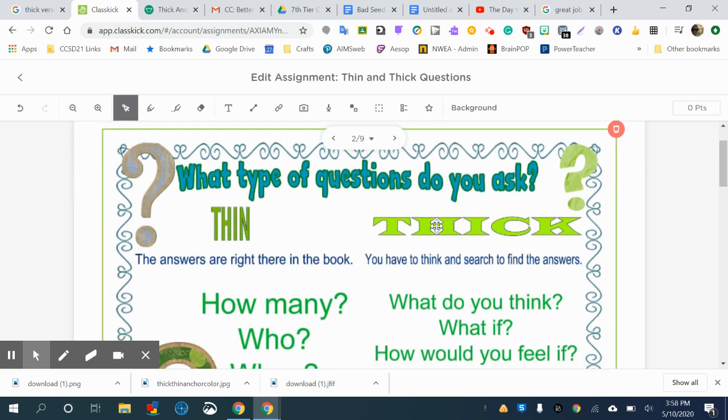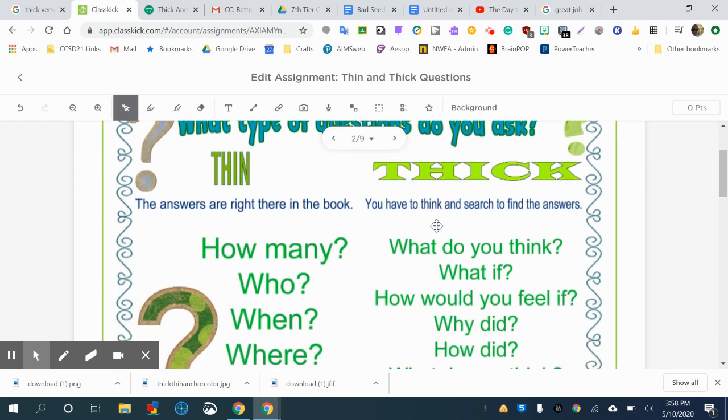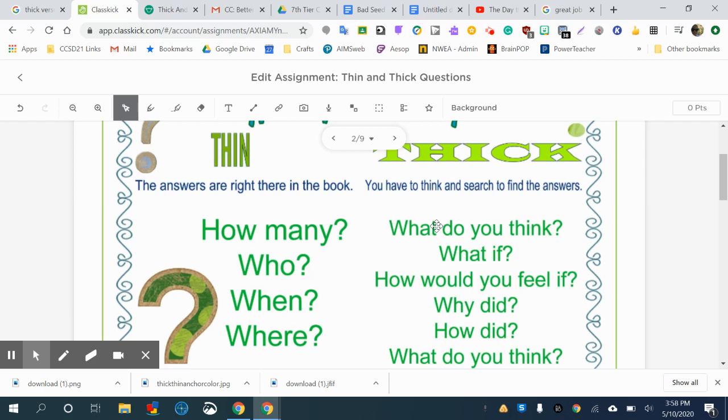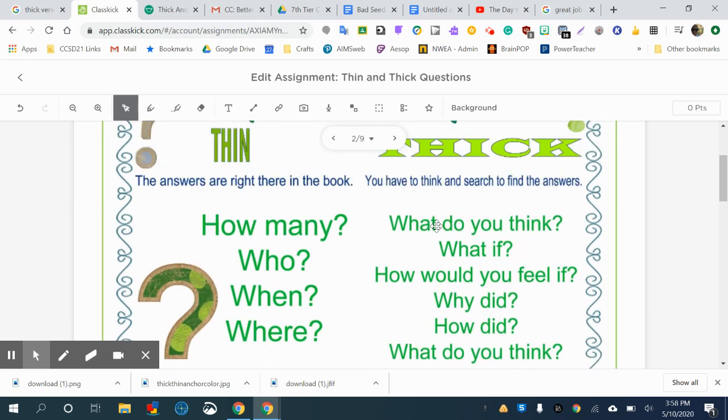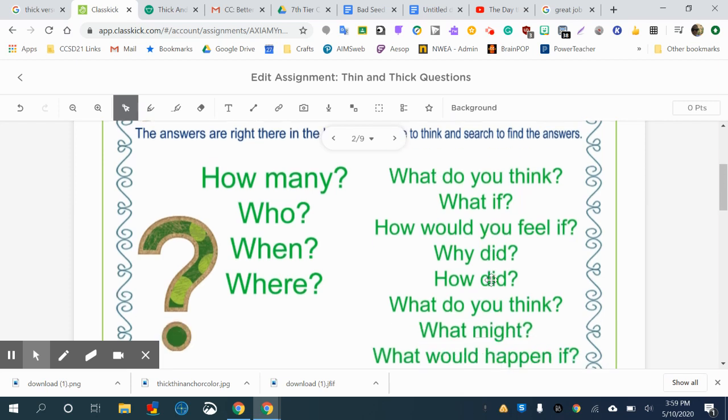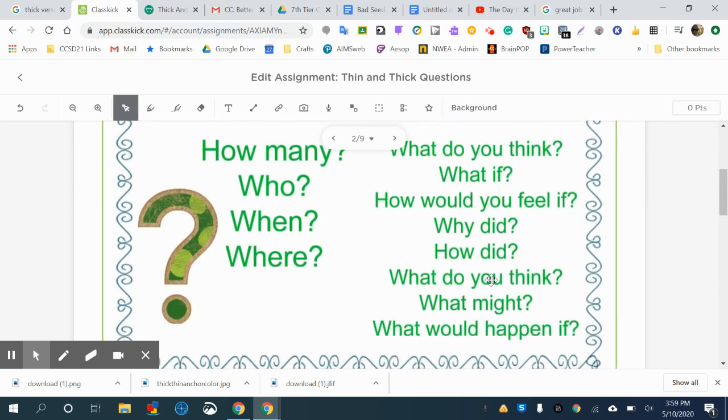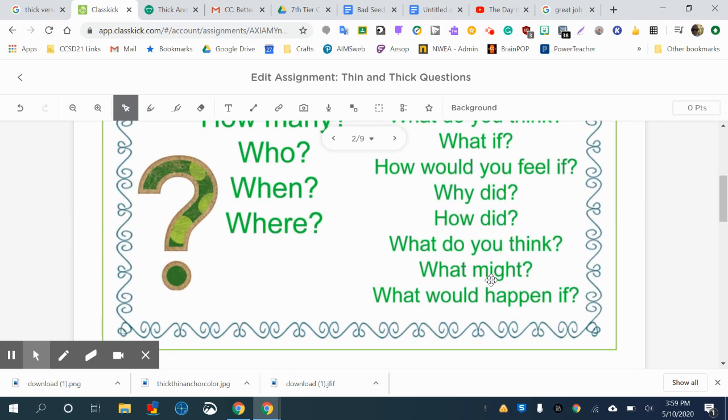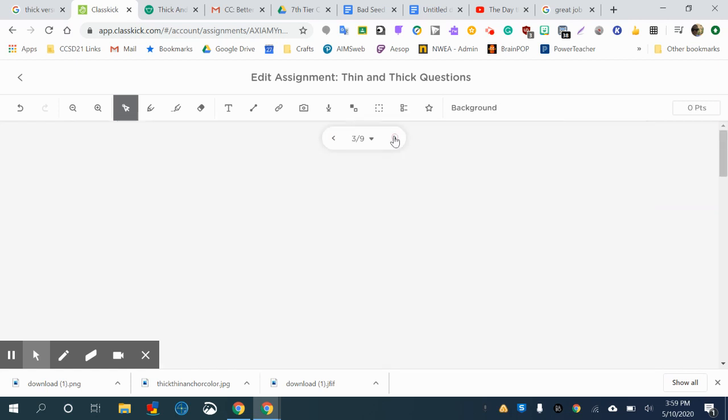So just to review thin questions, the answers are right in the book: how many, who, when, where. And thick questions, you actually have to think and search to find the answers. So a lot of times these are opinion questions. What would you do if? How would you feel if? Why did someone do something? How did someone do something? What would happen if something happened? So there's going to be more than one answer, and they're a little bit more thought-provoking.